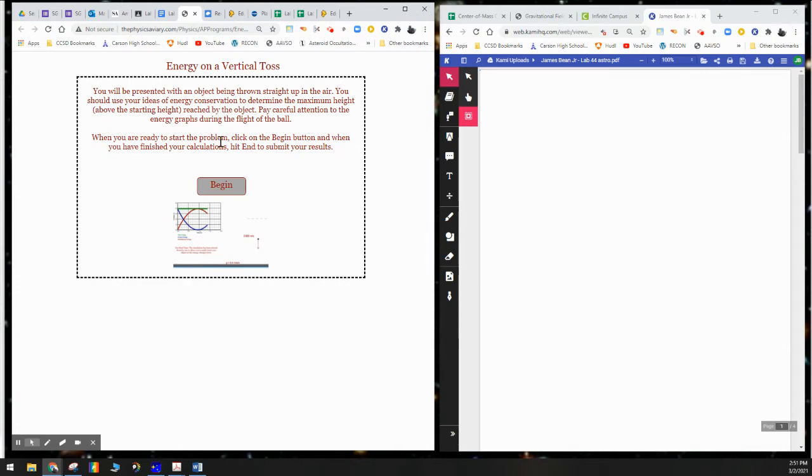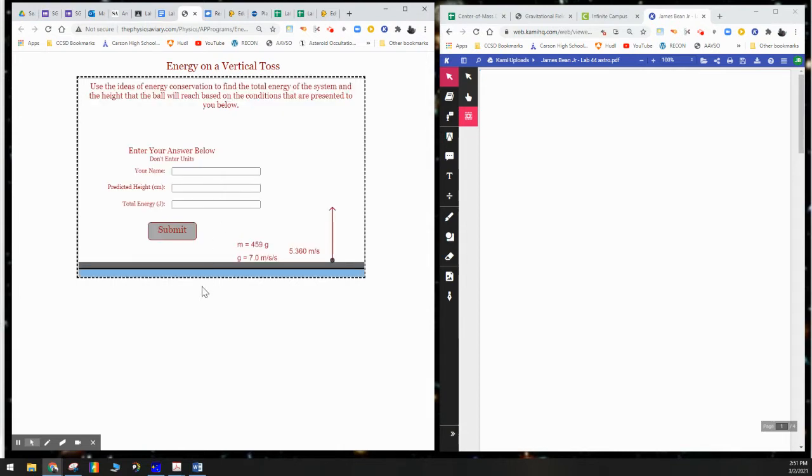So, energy on a vertical toss. We'll click begin here. It says use the ideas of energy conservation to find the total energy of the system and the height that the ball will reach based on the conditions that are presented to you below. Let me go ahead and get some drawing tools here. Okay, so we have a ball here that's going to go up to the top.